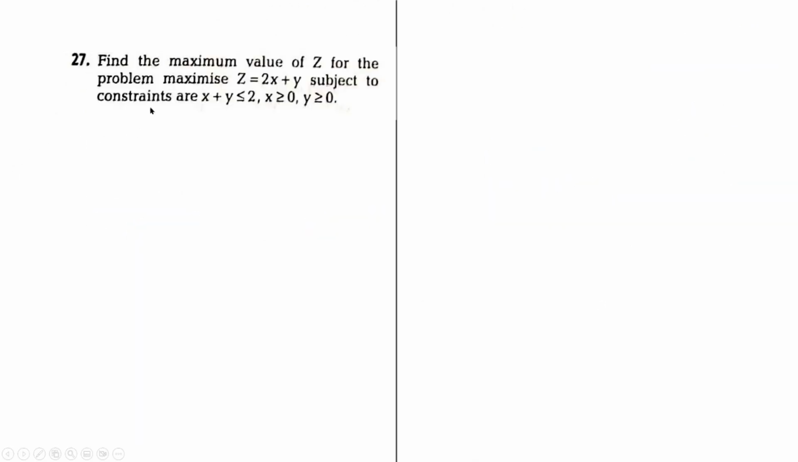Next question, find the maximum value of Z for the problem. Maximize Z is equal to 2x plus y, subject to the constraints x plus y less than or equal to 2, x greater than or equal to 0 and y greater than or equal to 0. So this is a very easy question. We just have to draw this line x plus y equal to 2, then find the feasible region.